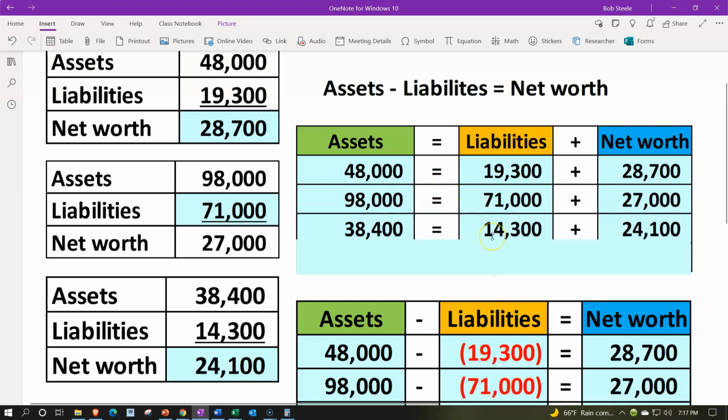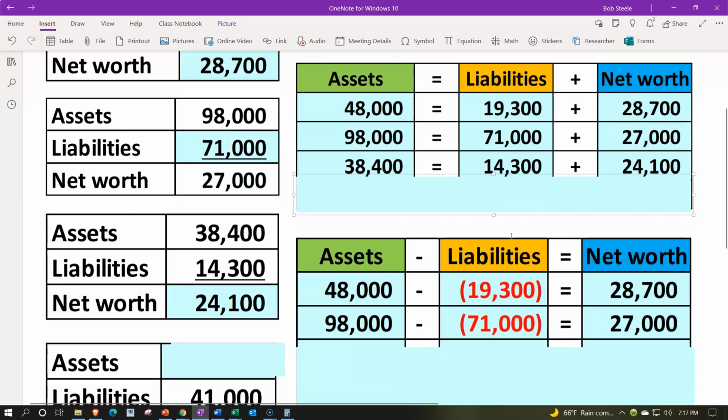And this way, obviously, the unknown is the net worth. So this would be X over here. We'd have the 38,400 equals the 14.3 plus X. To solve for X, we would take that 14.3 and subtract it from each side, which would result once again in 38.4 minus 14.3, which would give us that 24.1.